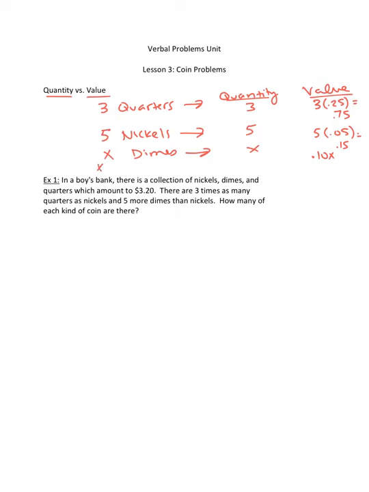Or you might have like X plus 5 quarters. So your quantity is X plus 5. That's how many you have. But your value is, well, each quarter is worth 25 cents. So you have 25 cents times X plus 5 quarters. And that's the concept we're going to be using for these word problems.